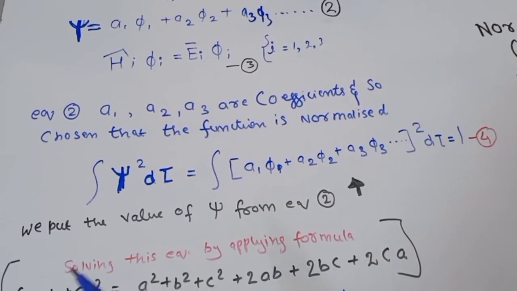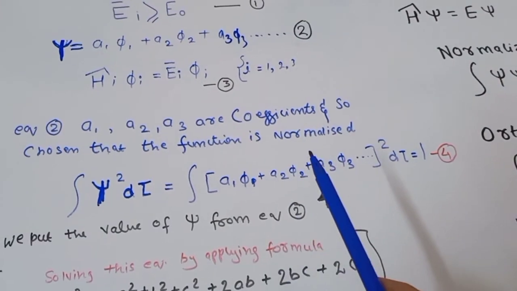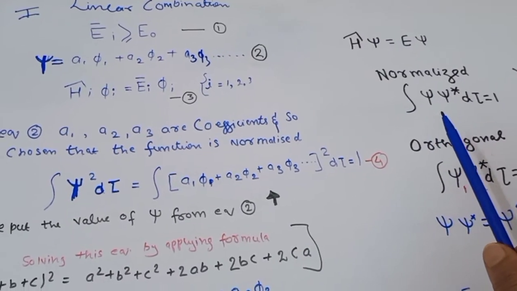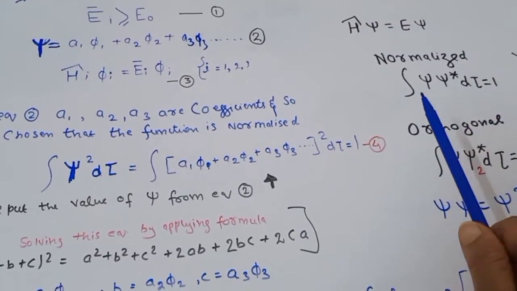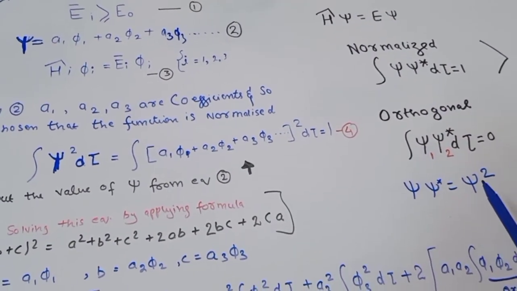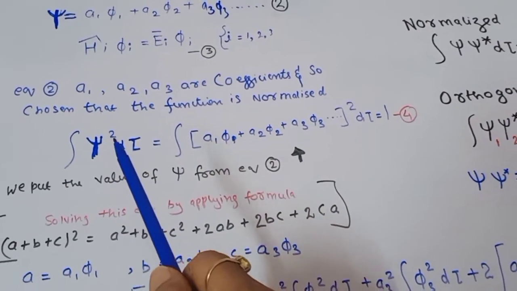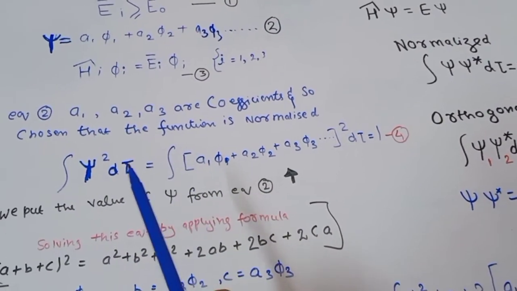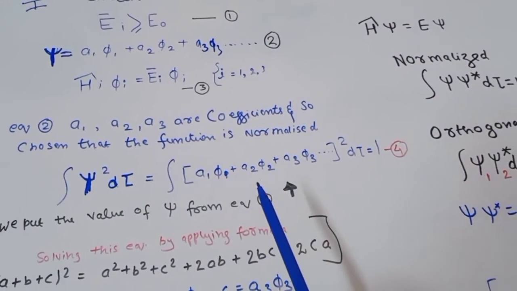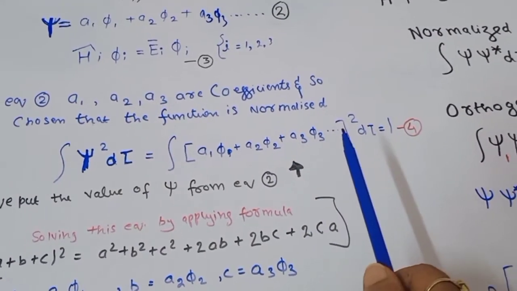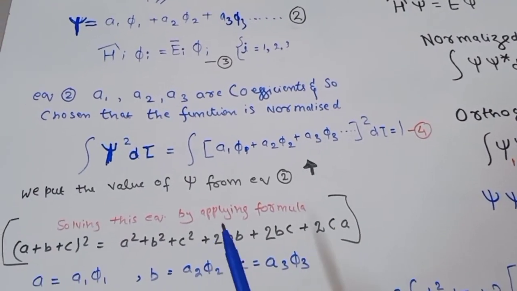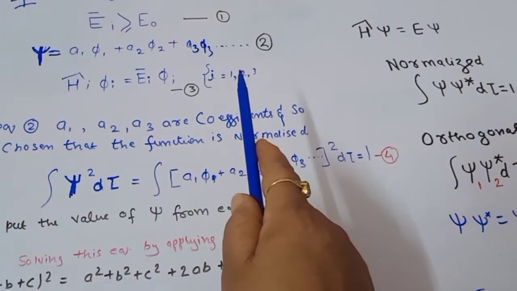When we take it as a normalized wave function, we know the normalization condition: the integration of psi star psi d tau equals 1, or we know that psi into psi star can be written as psi square. So we write the integration of psi square d tau equals, putting the value of psi from equation number 2, the integration of A1 phi1 plus A2 phi2 plus A3 phi3 whole square d tau is equal to 1.